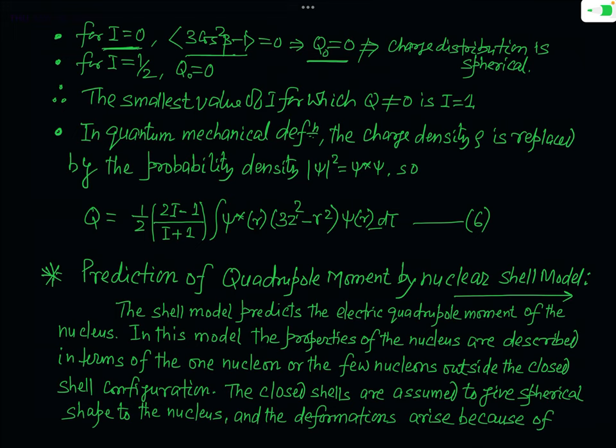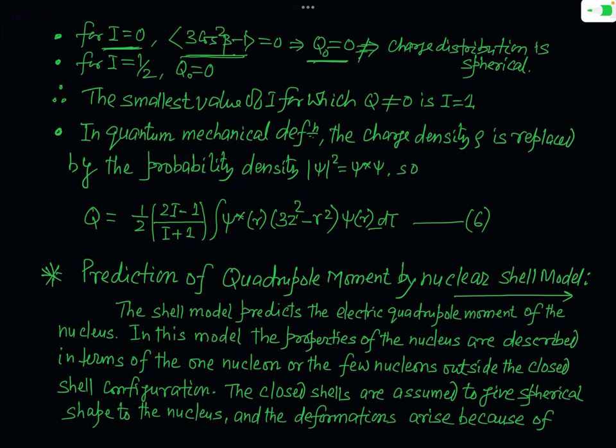But this Q0 equal to 0 does not imply that the charge distribution is spherical. I have cut here this sign of implies. So it means this does not imply that charge distribution is spherical. Even when the charge distribution is not spherical, even then this term, average value of 3 cos square beta minus 1 may be 0, and the quadrupole moment will be 0.